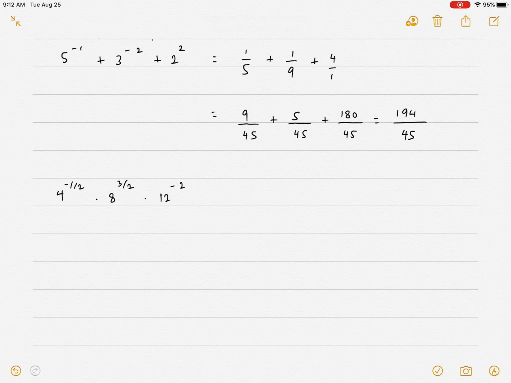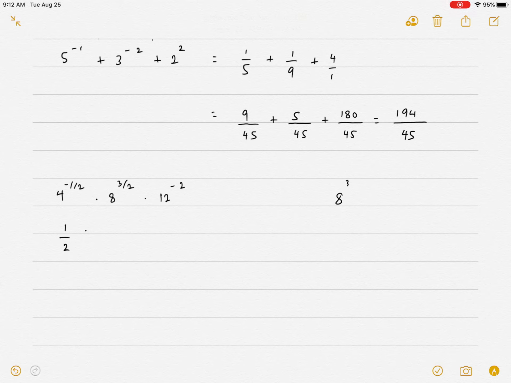We have multiplication in between these, but the bases are different, the powers are different. So we have to do each problem individually, and then we'll combine. 4 to the negative 1/2 means I'm going to take the square root, because that's what the 1/2 power does, and the negative means I'll reciprocate. Square root of 4 is 2, so the answer is 1/2. Times 8 to the 3/2.